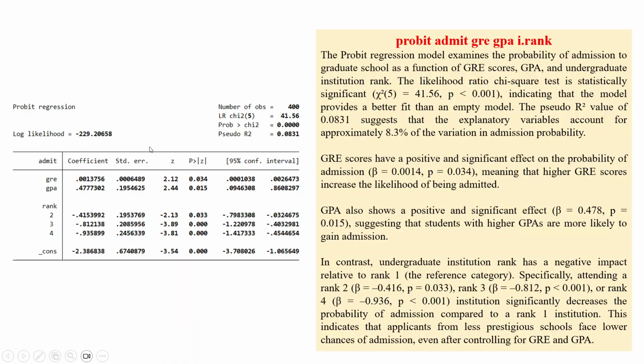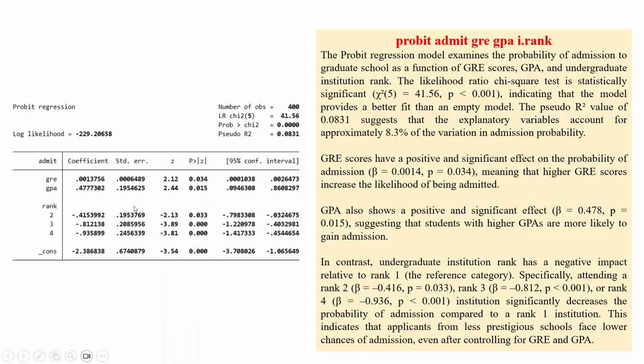Now let's do the interpretation of the coefficient of GRE. GRE scores have a positive and significant effect on the probability of admission. How can we say it is positive? See this coefficient 0.0013, and we are rounding it up, so 0.0014. P value 0.034, and as it is less than 0.05, it is significant, meaning that higher GRE scores increase the likelihood of being admitted.